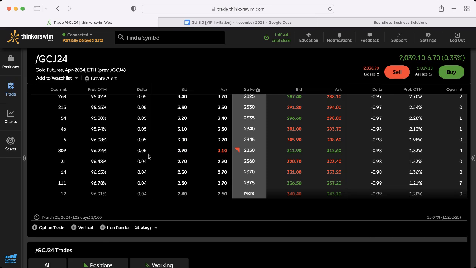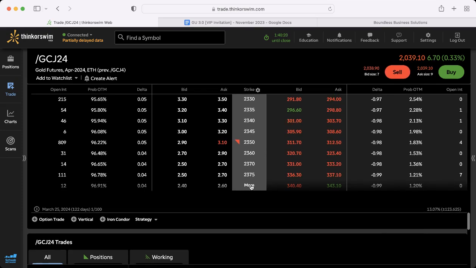We've got a 0.05 delta. It's a good delta. 96.22% chance that it will expire out of the money. And we have open interest of 809. It's not the 1100 we had on the put side, but it's the biggest number anywhere right in here. And I'm sure that's why I chose that particular one at 2350.